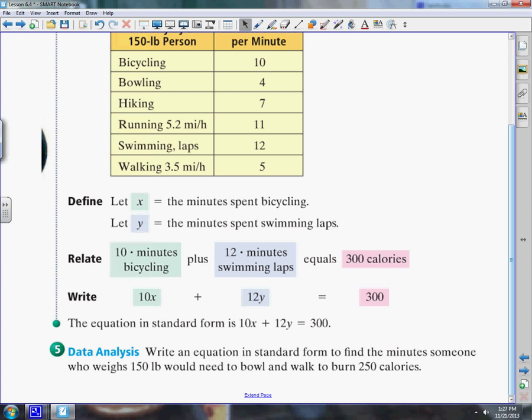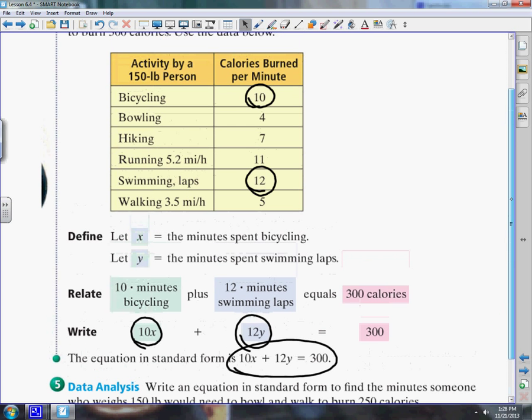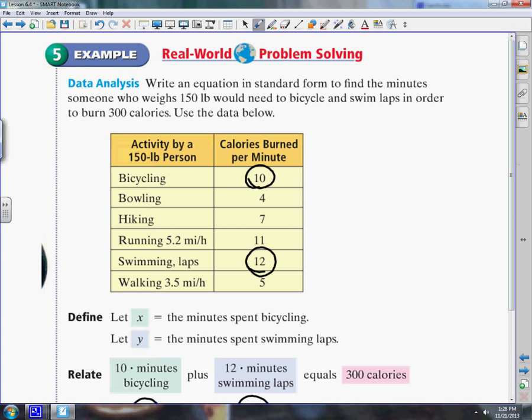So, your x is the minutes spent bicycling, and y is the minutes spent swimming laps. So, bicycling is 10, and swimming laps is 12. So they just picked 2, and then they made them into their A and their B. So 10x plus 12y equals 300 calories. So this equation in standard form is 10x plus 12y equals 300. Because if you look back here, they said bicycle and swim laps.